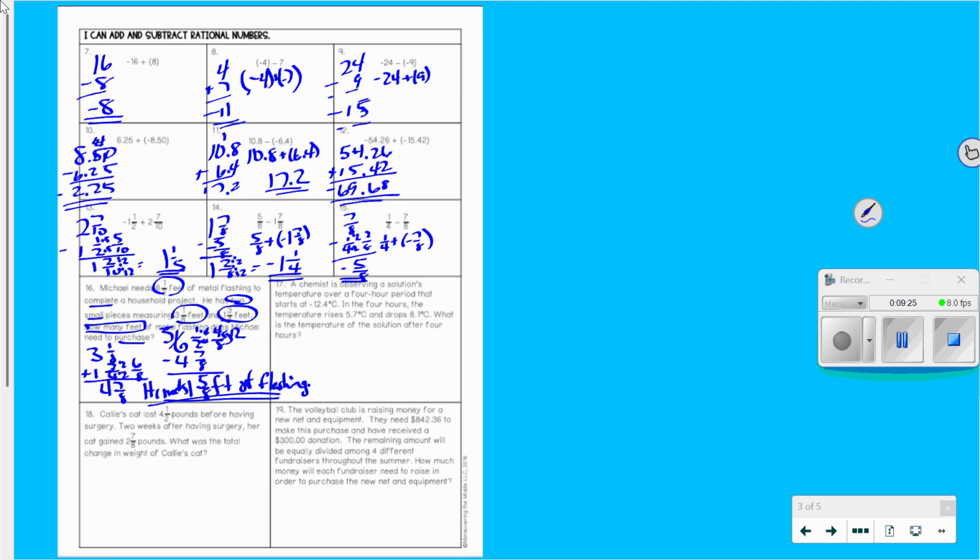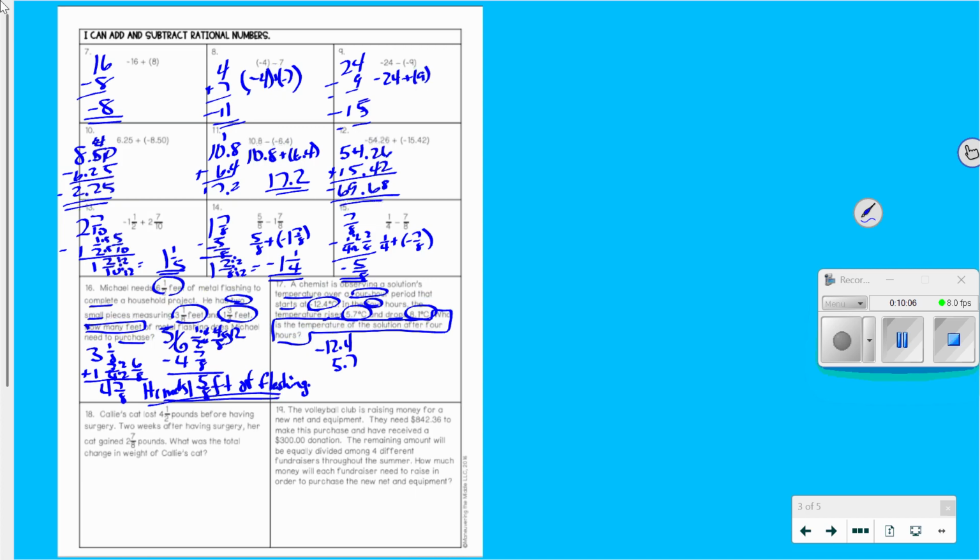Hopefully. A chemist is observing a solution's temperature over a 4-hour period that starts at negative 12 4/10. In the 4 hours, the temperature rises 5 7/10 degrees and drops 8 1/10 degrees Celsius. What is the temperature after the 4 hours? So this one, a big piece of this is making sure you're doing the right operation. So I started at a negative 12 4/10. And then I added 5 7/10, meaning I'm actually going to subtract because they have different signs.